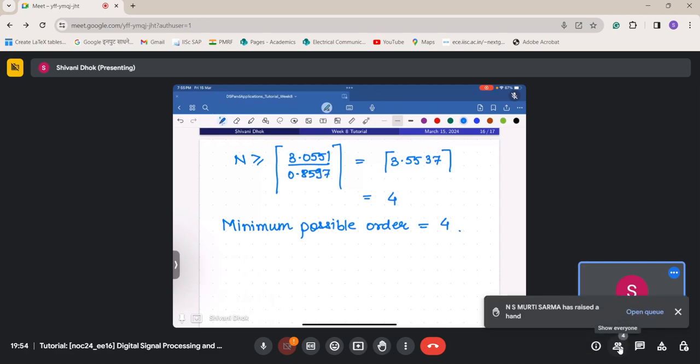Are you hearing me? Yes, sir. Please ask. Madam, in the same assignment there are two trivial questions. In those, solutions are given just as answers, options only, but the reasoning is not given. For example, designing of the Chebyshev and Butterworth filter, they have given it is a sufficient condition, but it went wrong. I don't know why. That reason is not given.